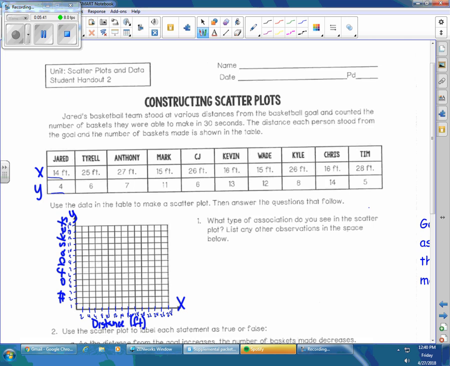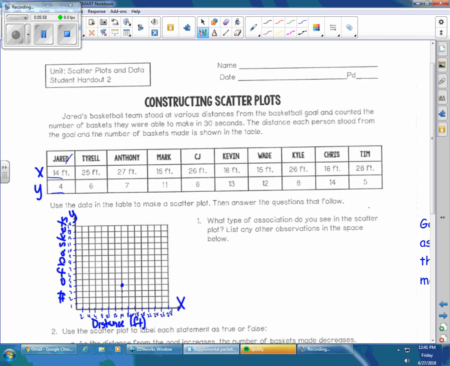So I'm going to come over to 14 feet and count up to 4. 1, 2, 3, 4. And this point right here represents Jared. So I'm going to make a little mark by Jared so I know that I've already plotted his so that I don't accidentally do his twice. So now I'm going to do it for Tyrell.